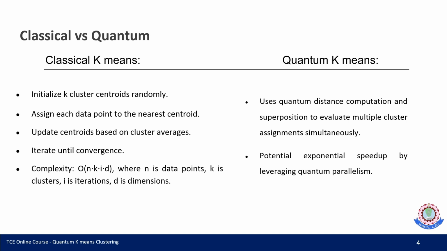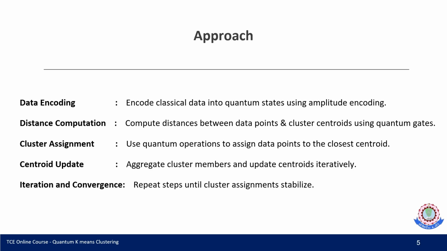And next, in the case of quantum K-means, we are going to measure the quantum distance computation and superposition to evaluate the multiple cluster assignments simultaneously. Potential exponential speedup is reached here. So in the quantum K-means approach, we are going to use data encoding, distance computation, cluster assignment, centroid update, iteration, and convergence. So assignment convergence is also very important here.